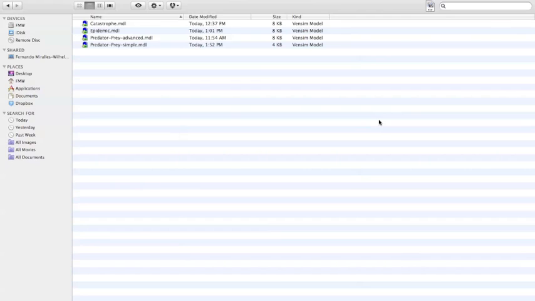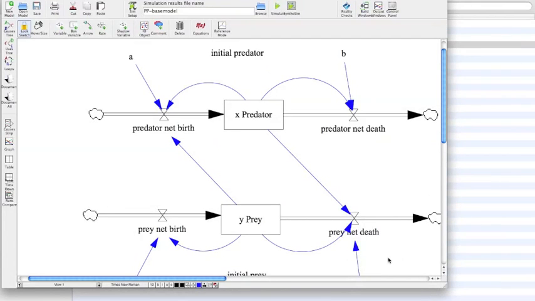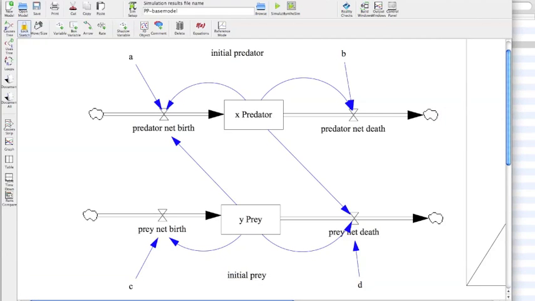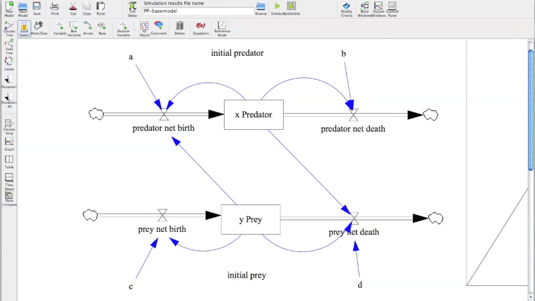Okay, in this lecture, we're going to look at four Vensim models. Two models for predator-prey, one simple, one advanced, a model for epidemics, and a model for catastrophe. I'm going to start by looking at the very first one, the predator-prey simple model, which is the one that was covered in the lectures in class. And I'm going to fire up Vensim. I have pre-zoomed this model so it shows on the big screen, and I'll be toggling back.